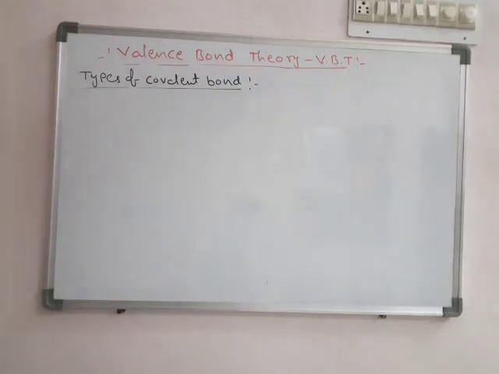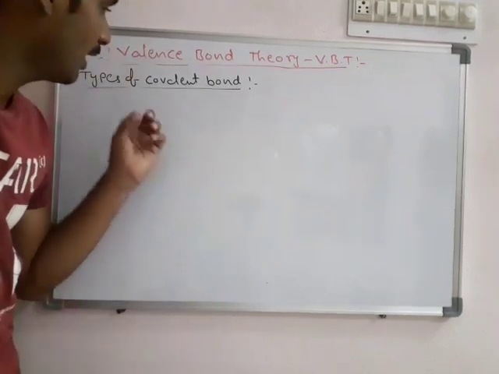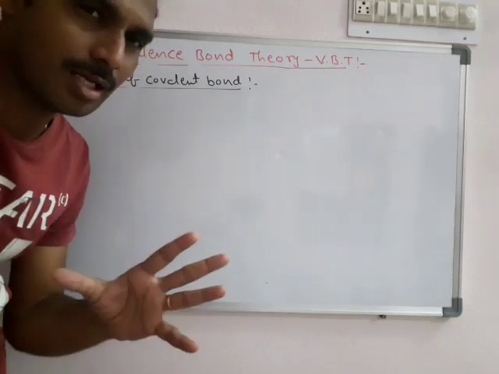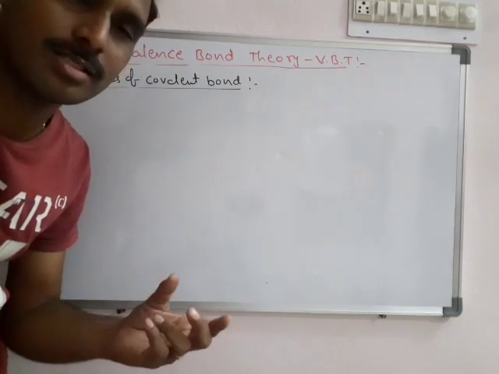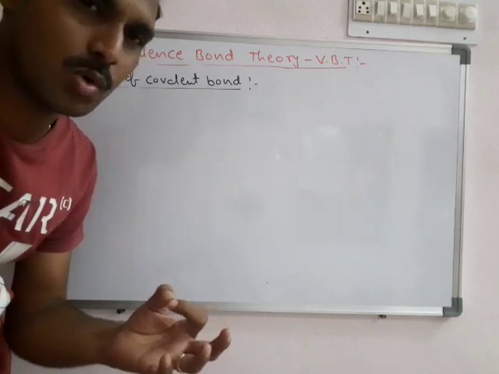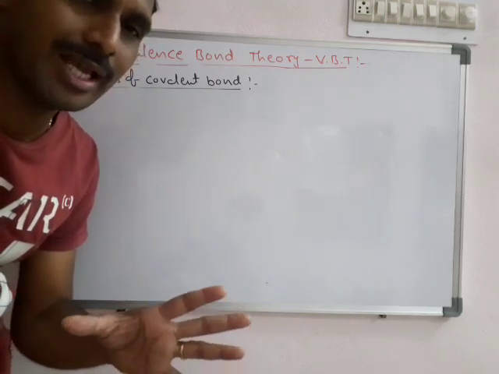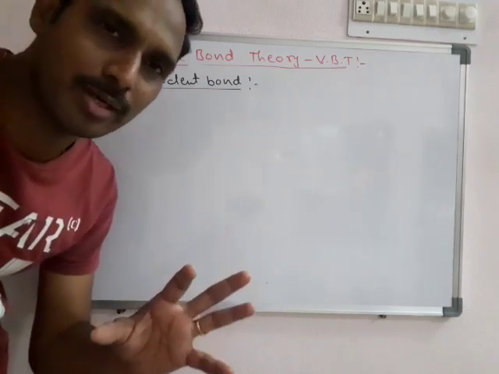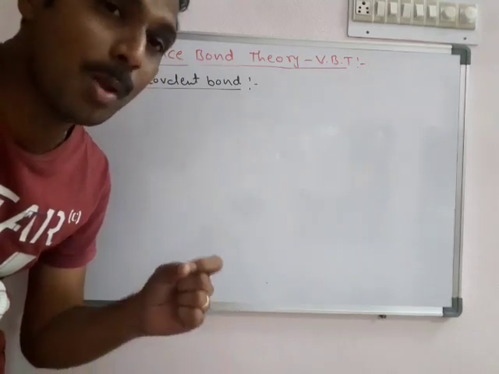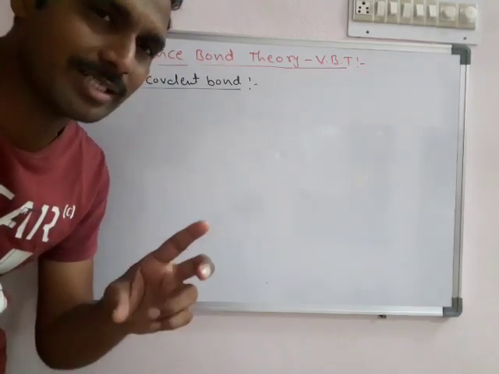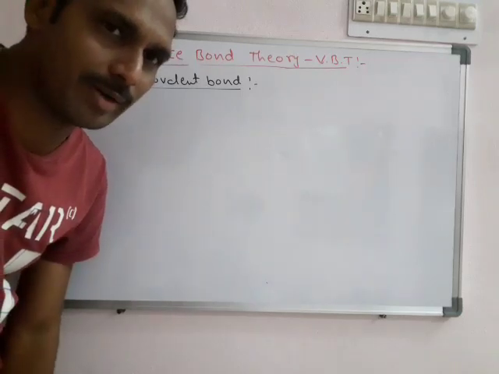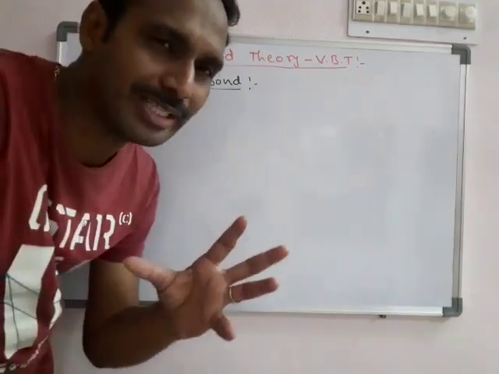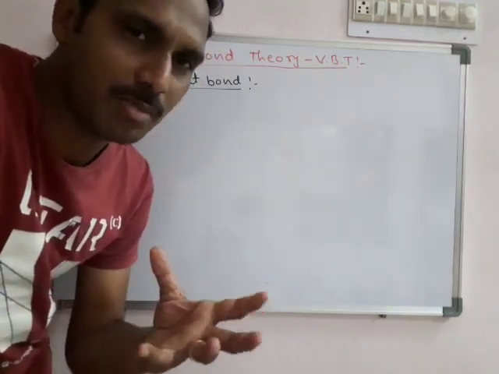Okay, the next important thing in valence bond theory is the types of covalent bond. This was totally introduced in valence bond theory. In Lewis theory, in Lewis covalent bond formation, there is nothing at all about types of covalent bond. Covalent bond was treated as just one type of bond, but valence bond theory says there are two possibilities for covalent bond. So what is the need, and how did they guess that two types of covalent bonds are formed?